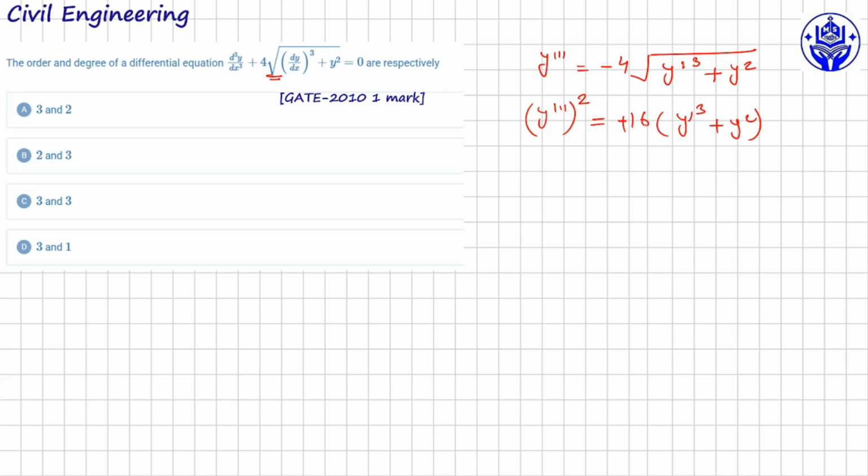Now what is the order? The highest order is 3 and the degree is 2. So the order is 3, the degree is 2. So the first option is the correct answer. One thing is to remove any kind of fractional power from the differential equation.